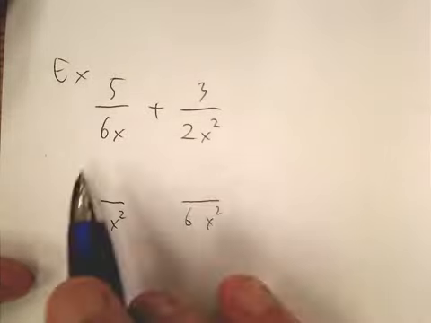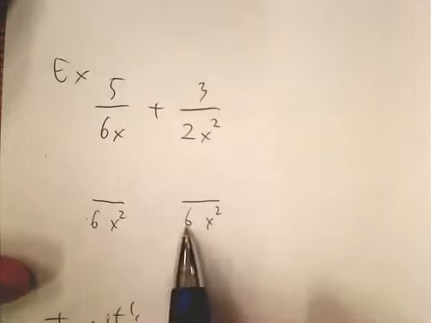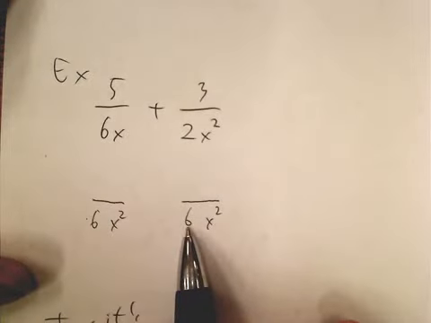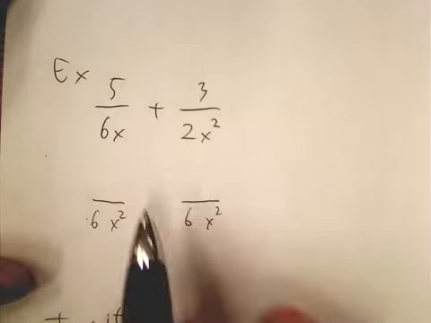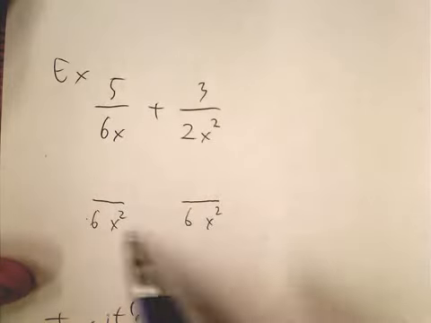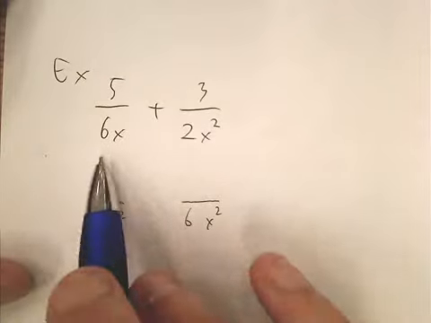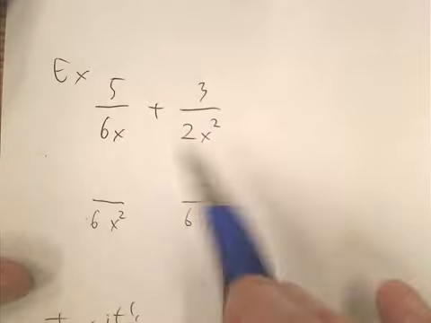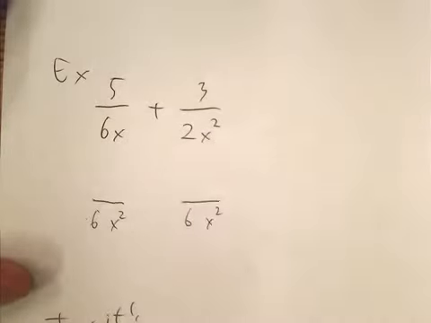Okay. Don't multiply them. 2 times 6 is 12, and 12 would technically work, but then I'd have stuff to reduce later. I don't want to do that. Okay? And x times x squared is x to the third, but I only need x squared. So you pick the smallest number that both the numbers will go into, and just take the larger of the powers from the x's. Okay?